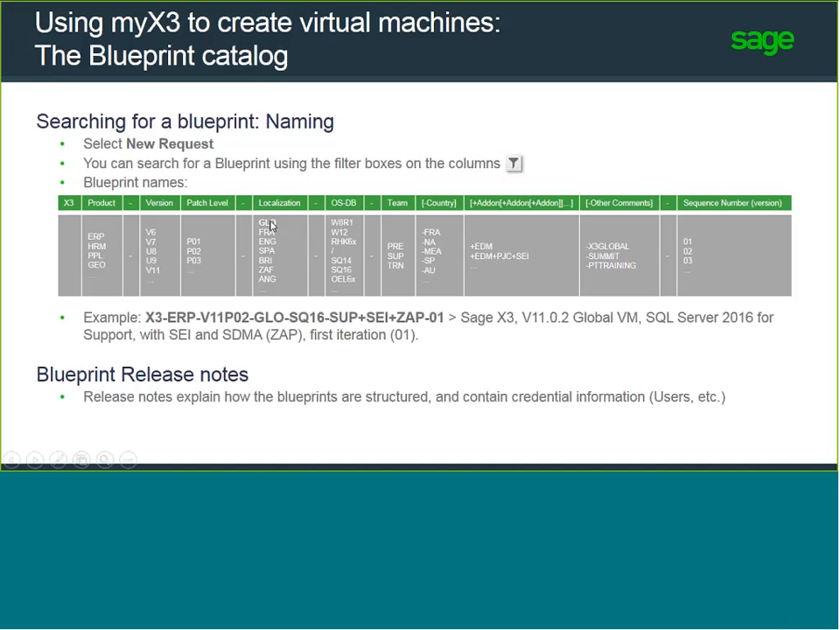The localization of the machine: the generic global machine is GLO, but then you might have templates that are created specifically for certain countries, like France, Spain. I'm not sure what ENG is. There shouldn't be any ENG. BRI for Britain, etc. Then you have the database, the OS and database, with a slash separating them.